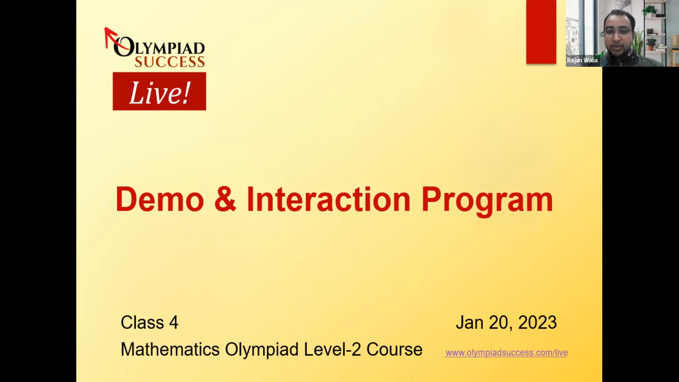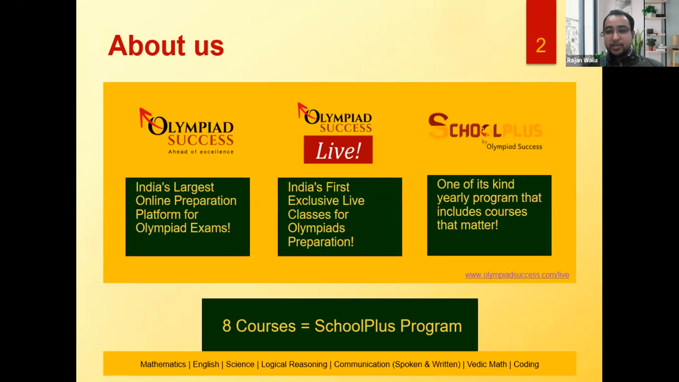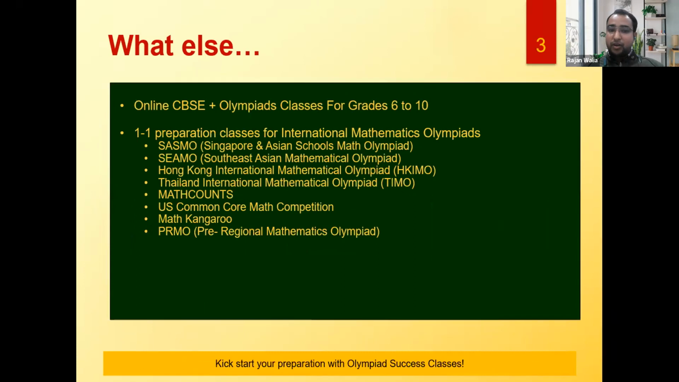So firstly, let me tell you about us, about Olympiad Success. Olympiad Success is India's largest online preparation platform for Olympiad exams. We have Olympiad live classes, and we also have the School Plus program. In the School Plus program, we offer 8 courses: mathematics, English, science, logical reasoning, communication and communications written, Vedic maths as well as coding. We also offer online CBSE plus Olympiad classes for grade 6 and one-on-one preparation classes for International Mathematics Olympiads like SESMO, CMO, HKIMO, TIMO, Math Count, US Math Competition, Math Kangaroo, and PRMO.